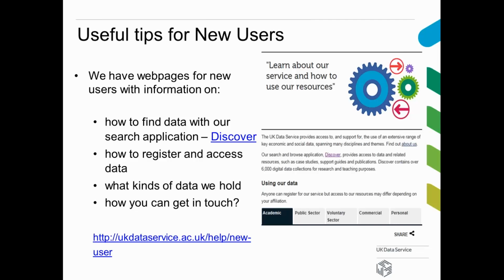You'll also find further advice if you need it on how to register and then how to access and download the data once you've selected something you're interested in. All the information about the different types of data that we hold that I've discussed today, you can find all sorts of information on that as well. Also, importantly, on this page you can find out how you can get in touch with us.